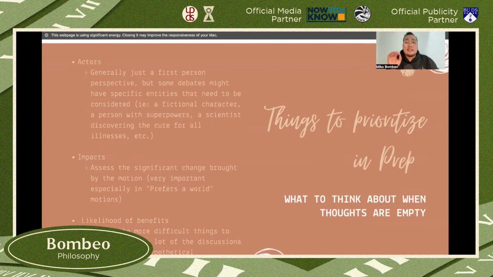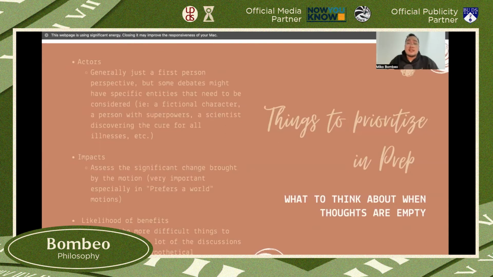And I'd like to highlight that these types of analysis are most important in prefers a world motions, because a lot of the case lines that come out of prefers a world motions tend to be generally ungrounded, or generally uncharacterized to a certain extent, because it is a creation of a new world, like it's a total reset. So when you use impact analysis, or when you prioritize prepping for impacts in your case, you already have that opportunity to constantly ground whatever your discussion might be, and also provide yourself the opportunity to build on those impacts and build on those benefits as well.